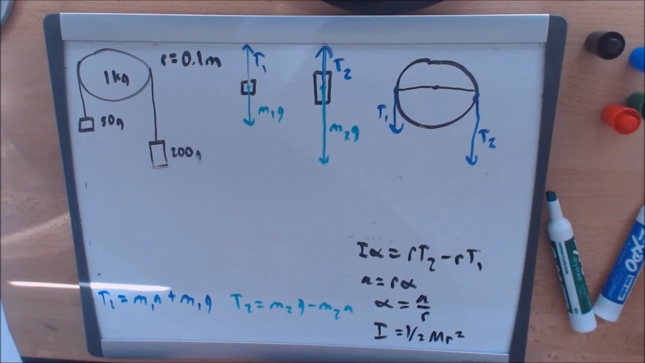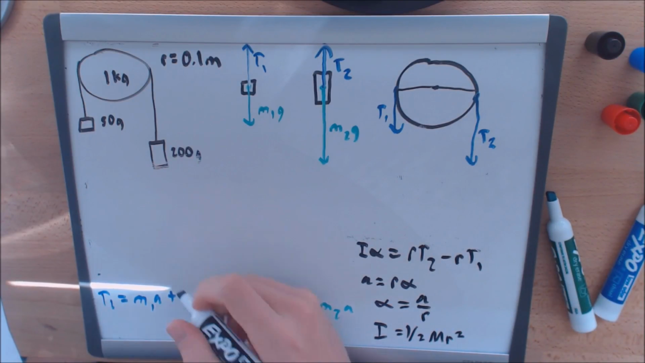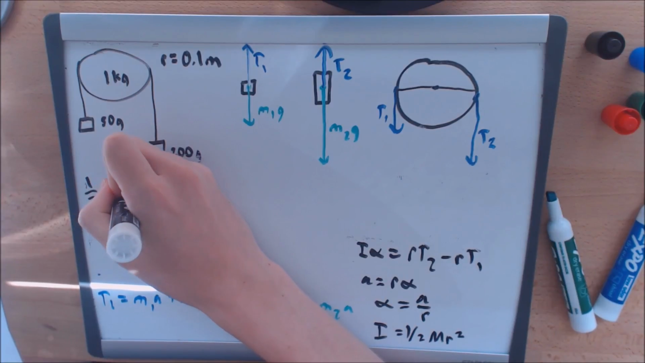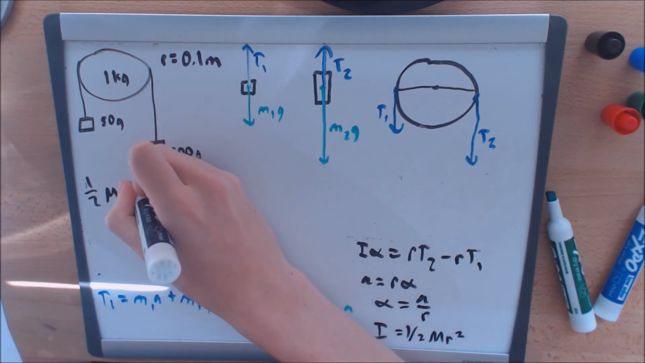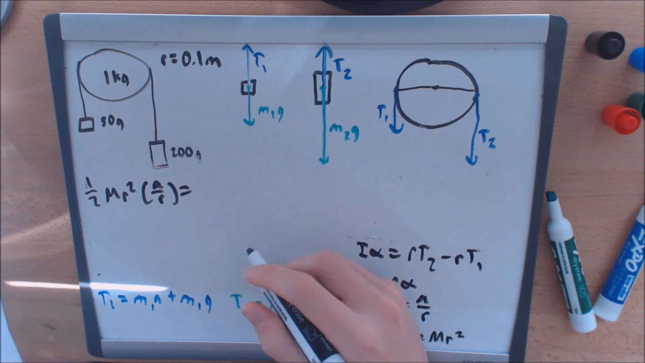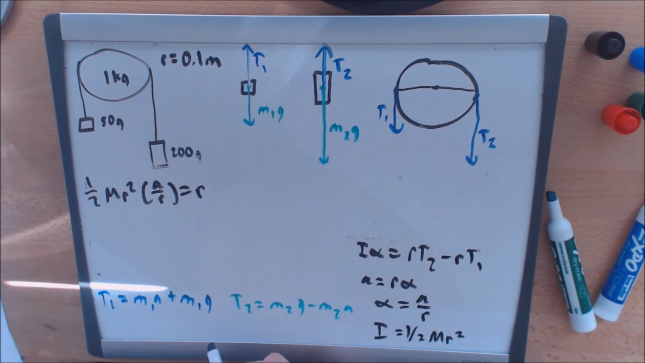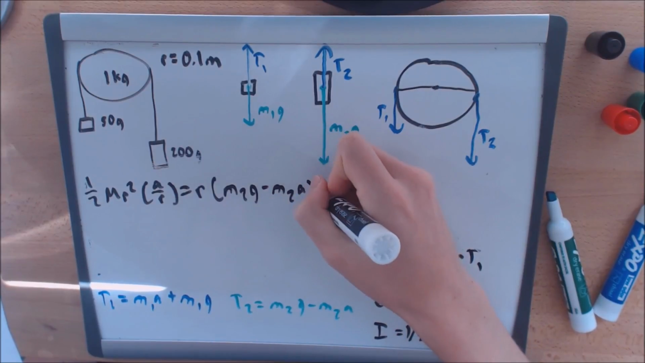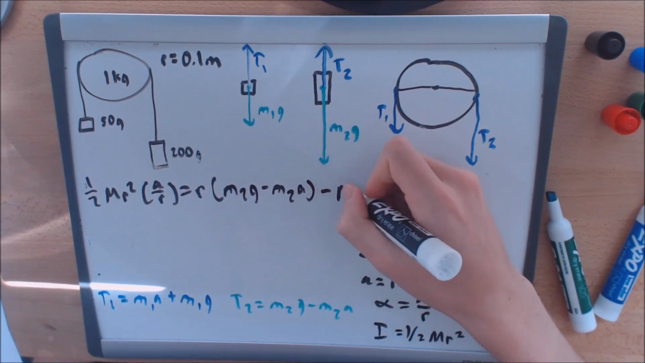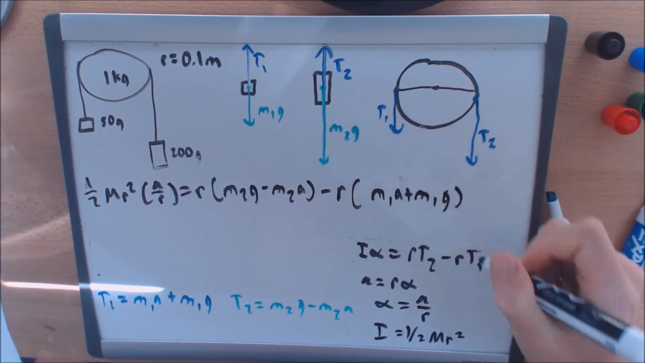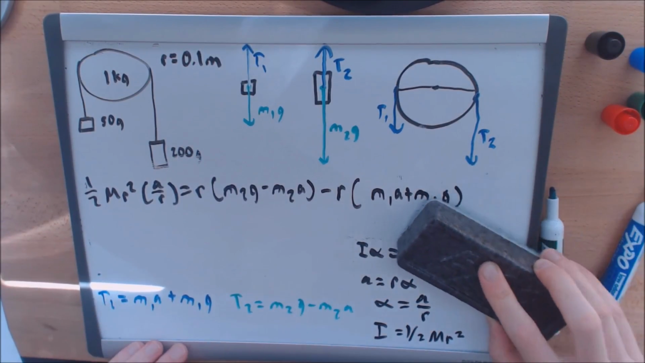We're going to say I alpha, 1/2 MR squared, and then we're expressing alpha as A over R, is going to equal RT2 minus RT1. So RT2 is M2G minus M2A, and then the other one, RT1, is going to be minus R times M1A plus M1G. So now we have plugged in everything. We can erase our extra pieces.